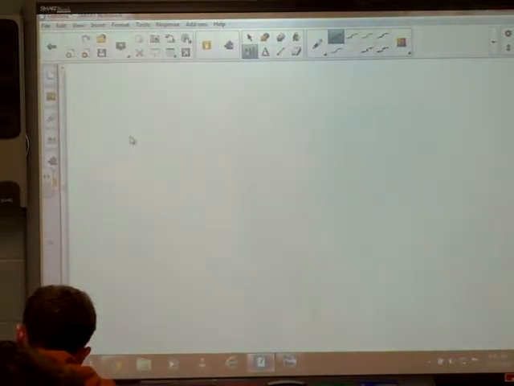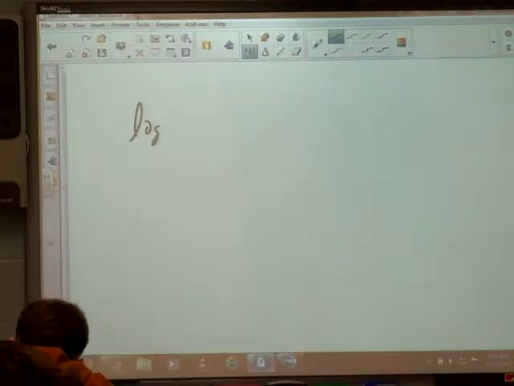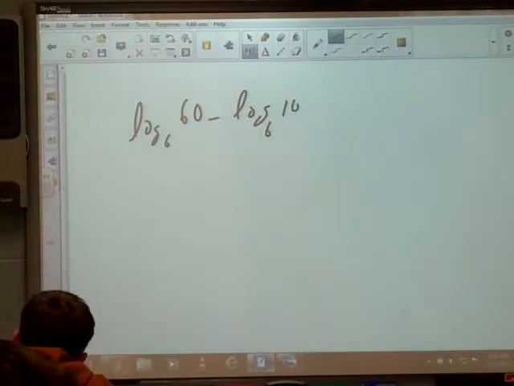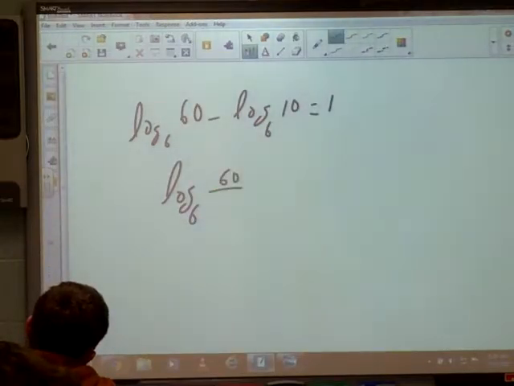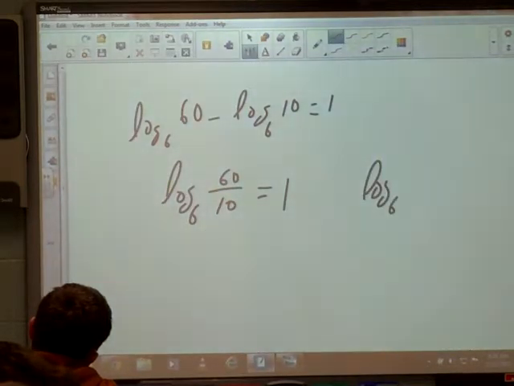19, not as bad. I got log base 6 of 60 minus log base 6 of 10 is equal to 1, and it's true or false. Okay, so I got both log base 6's. Subtraction is part of the quotient property, so this is going to be log base 6 of 60 divided by 10 is equal to 1. 60 divided by 10 is 6, so it's going to be log base 6 of 6 is equal to 1.